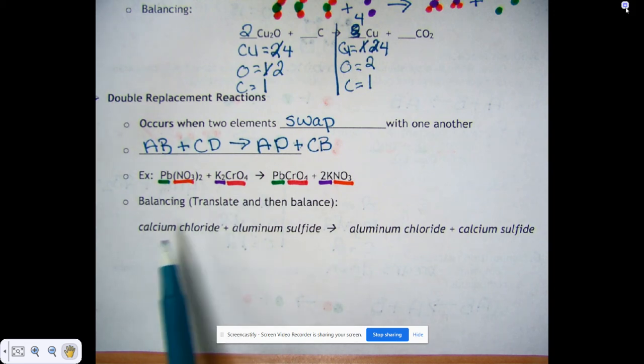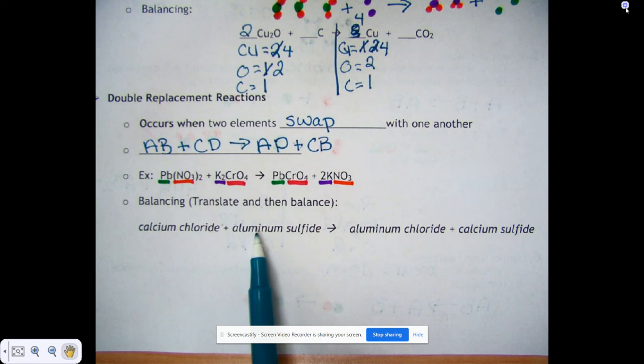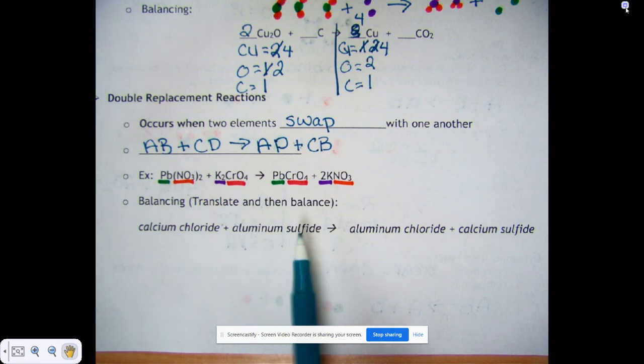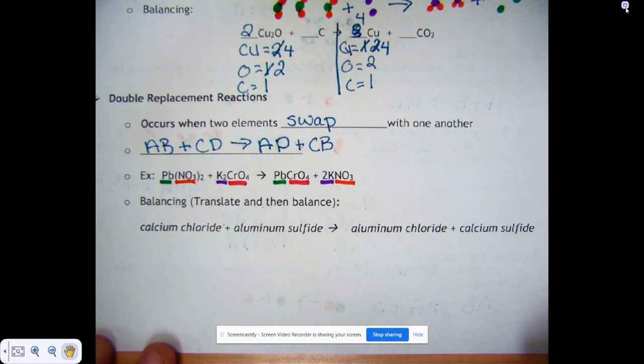And so calcium is a metal, chlorine is a nonmetal. This is ionic. Aluminum sulfide is an ionic compound. Looking at the names of all of these, you should know that they're ionic compounds. All right, and so I want you to just pause this, look at your periodic table, name them, or give me the formula, and then come back and finish the lesson with me.